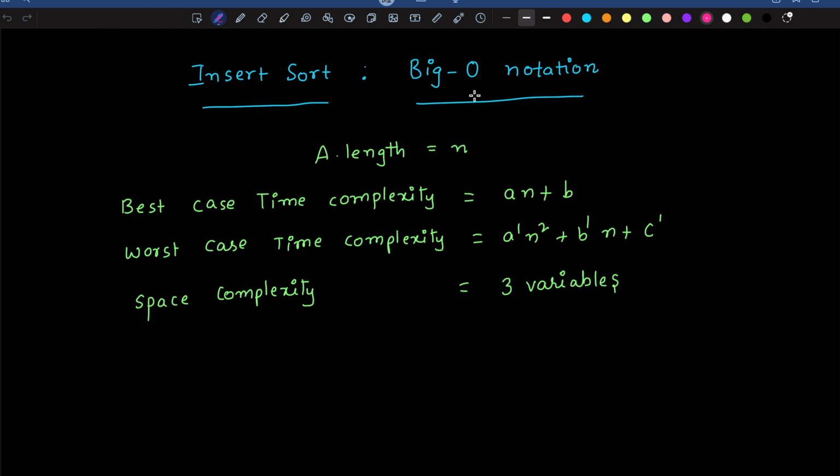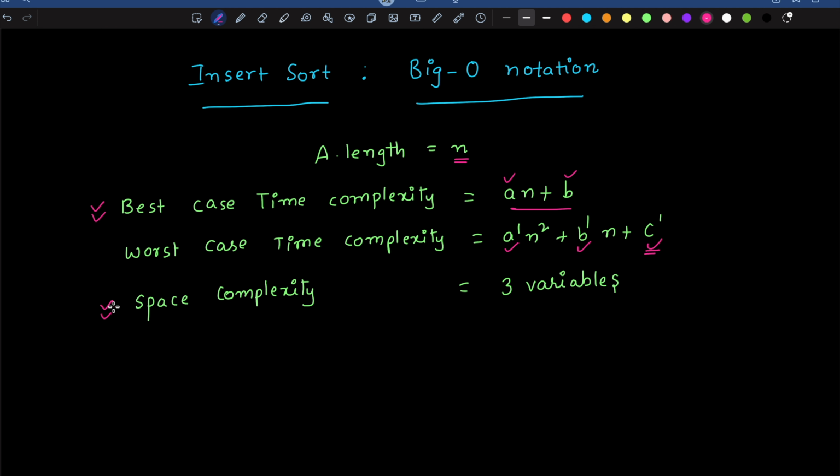Since we have seen this for insertion sort, we have already seen that if the length of an array is equal to n, then the best case time complexity of an insertion sort algorithm is an plus b, where a and b are constants. And the worst case time complexity of an insertion sort algorithm is a dash n square plus b dash n plus c dash, where a dash, b dash, c dash are constants.